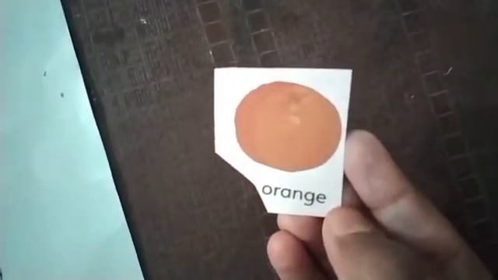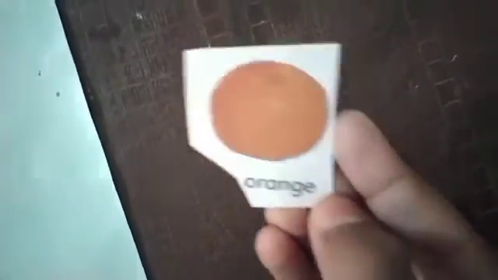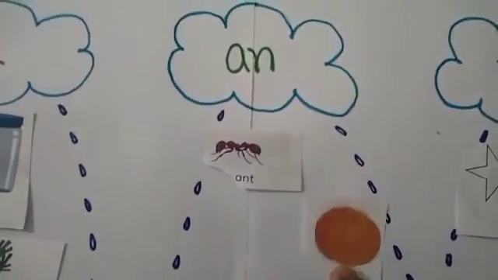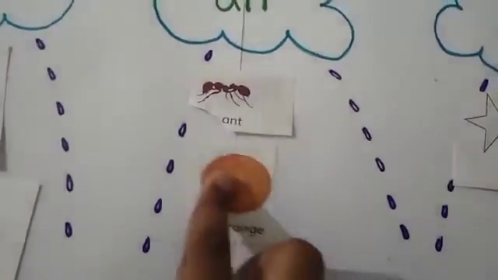Orange. What is first letter? O. O is vowel or consonant? Vowel. In front of vowels what will come? An. Very good. Next, what is left?